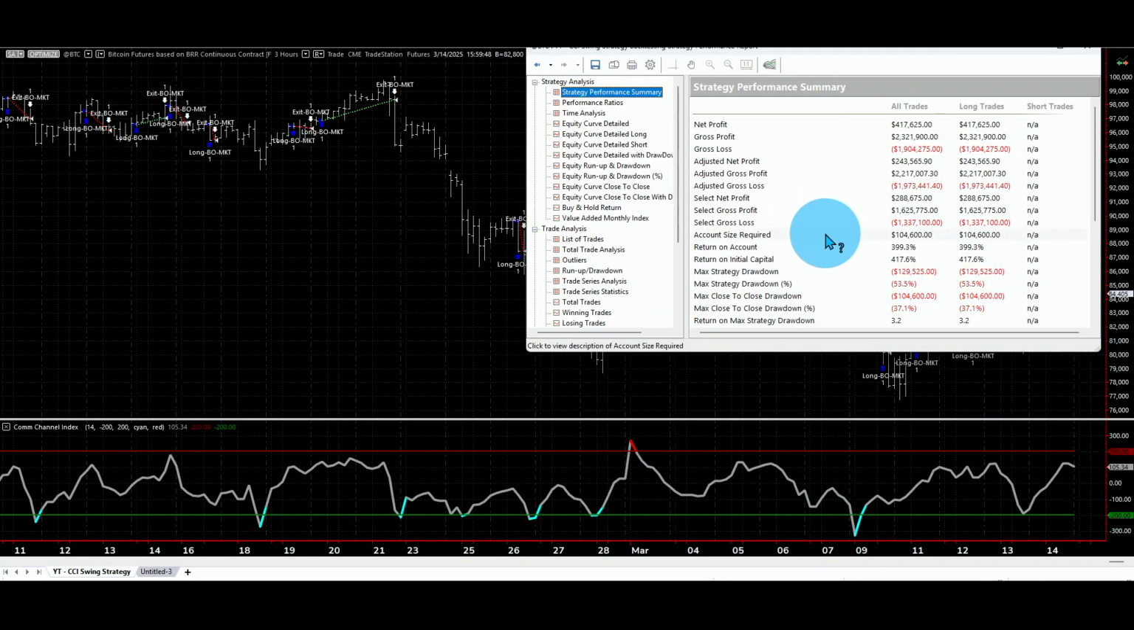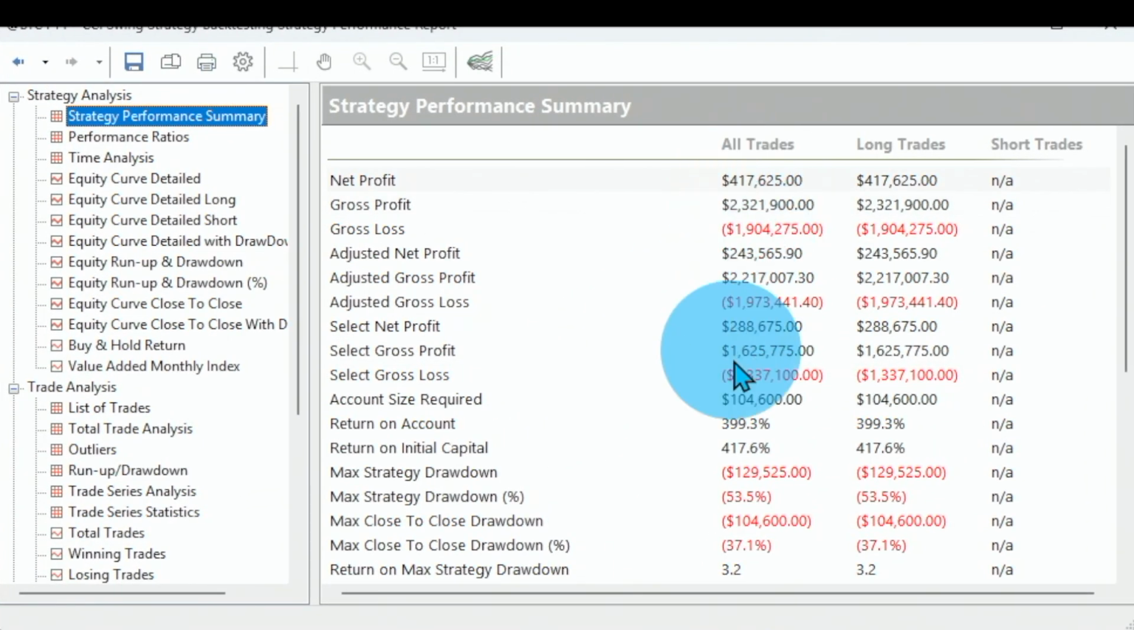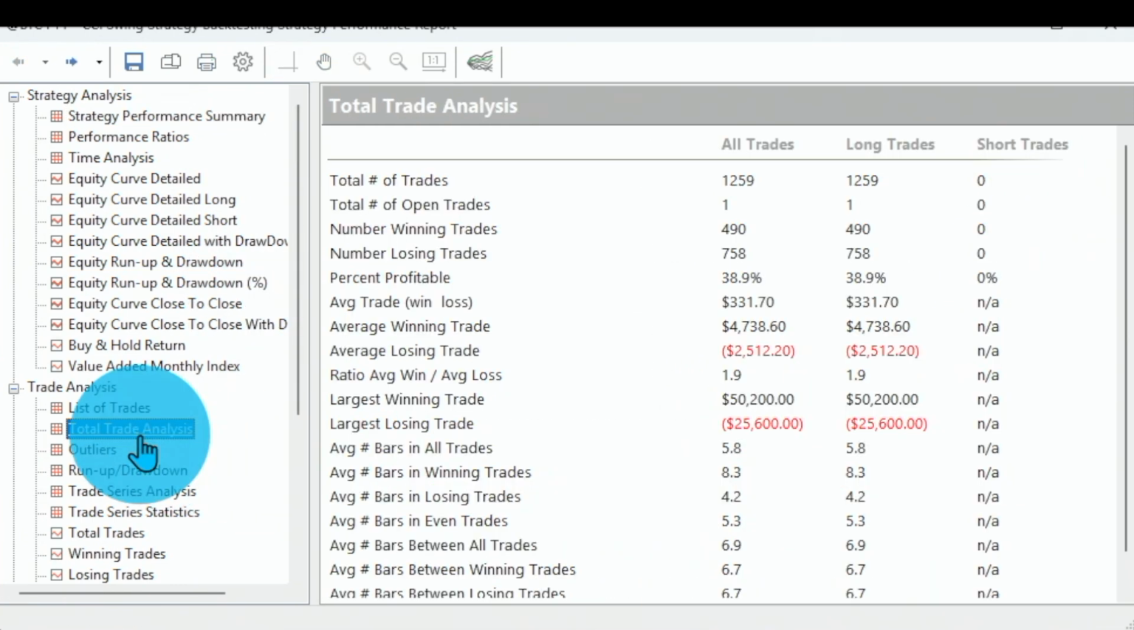Okay, now that we have the look back and the CCI level to enter and to exit and the fixed number of bars, the strategy is baked now. So now we can play with profit target or stop loss. You cannot now go back and change the original strategy. That strategy is a good strategy on its own, and now we only want to make it better. So this is our strategy metrics. We are making about $400,000 with 3.2 return to drawdown. This is our equity curve, total trade analysis, 1,259 trades with an average trade of 331.